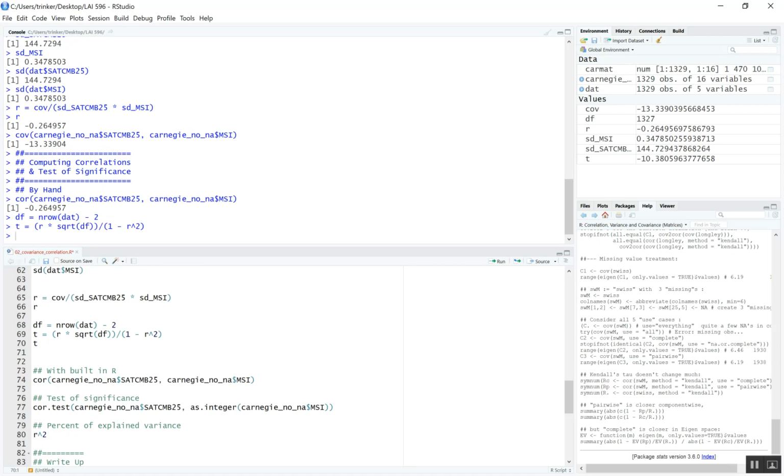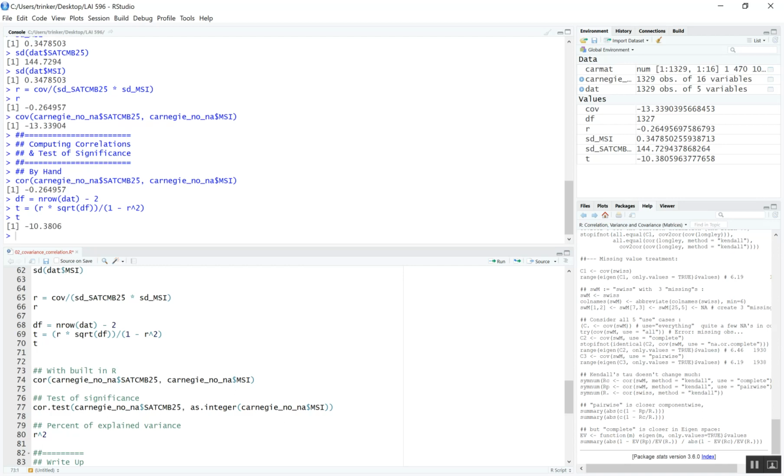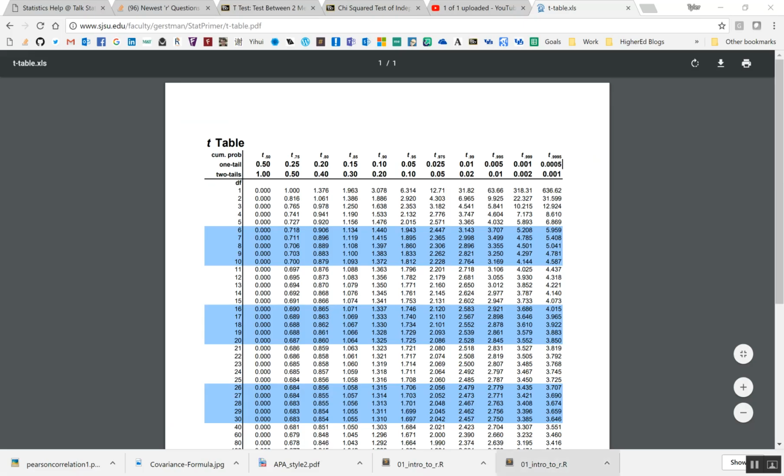And you can compute z values for these. It's a little more difficult and not as often used, so the t scores typically are the way to go. And then you simply can look that up in your t chart. And here's our t chart.